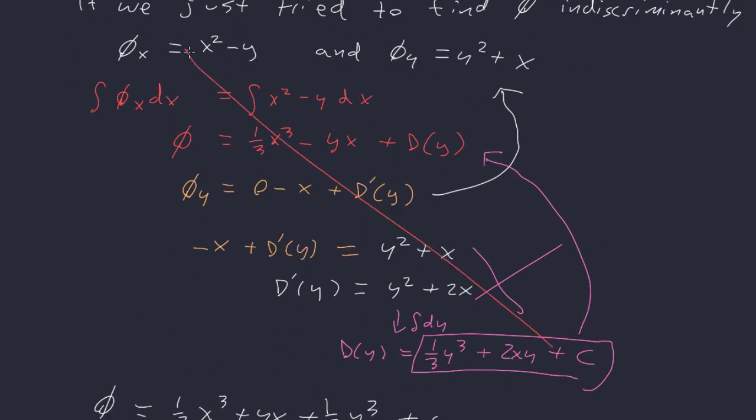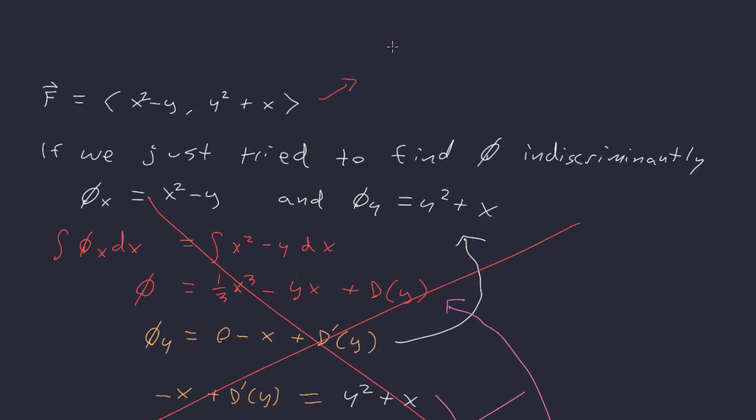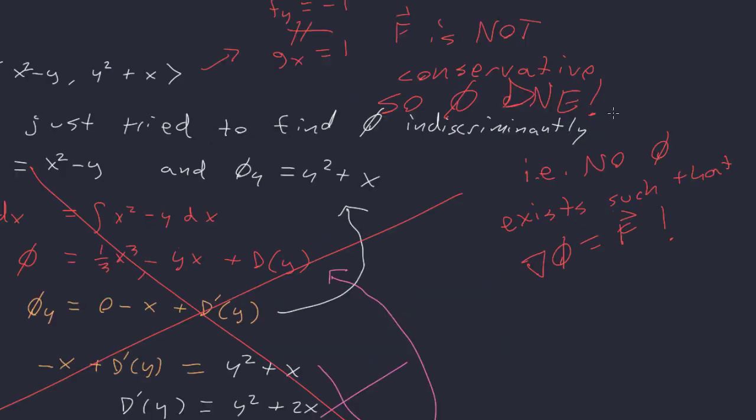Okay, so this whole thing here is garbage, and that's because f sub y is -1 while g sub x is 1. These don't match. F is not conservative. Okay, so phi does not exist. Okay, no phi exists such that its gradient is equal to capital F. Okay, so you have to check that the field is conservative. That's got to be your first step every single time.